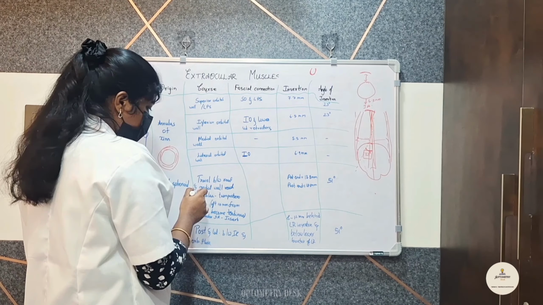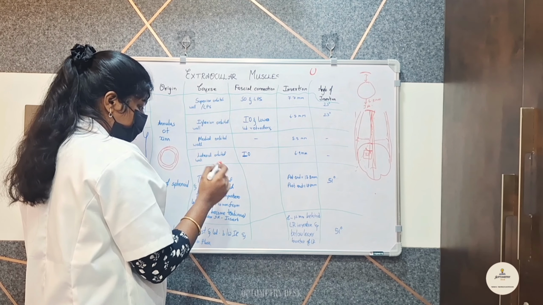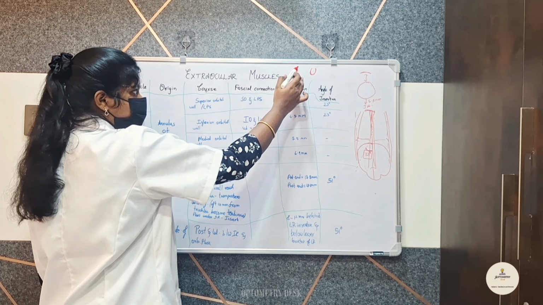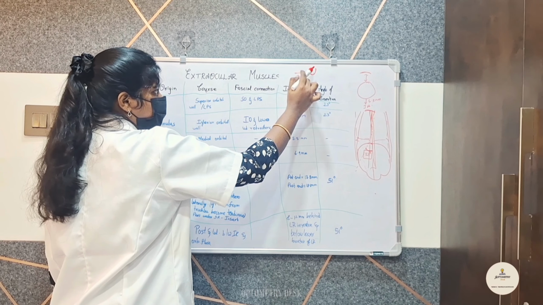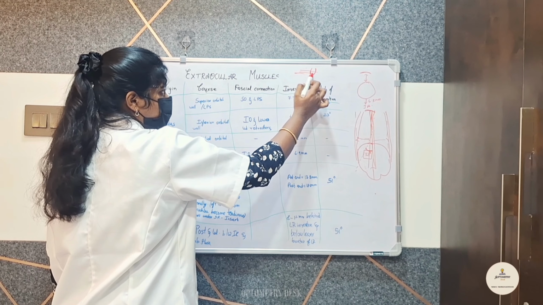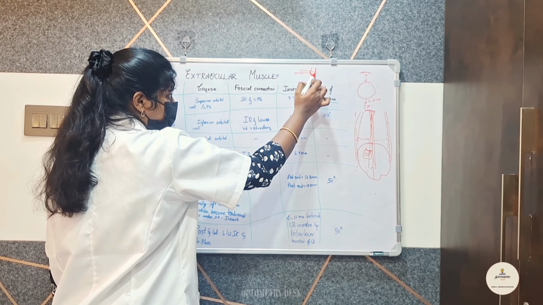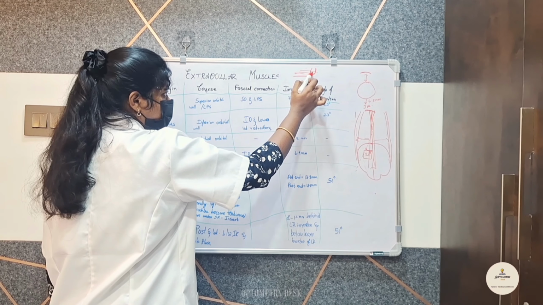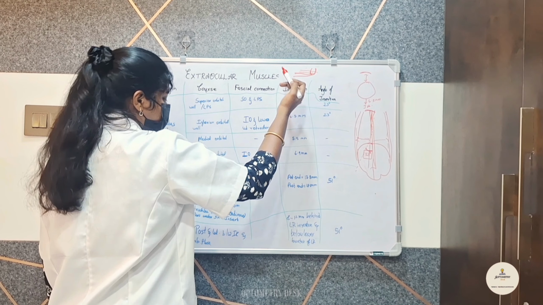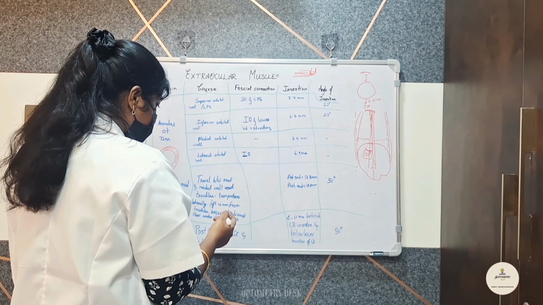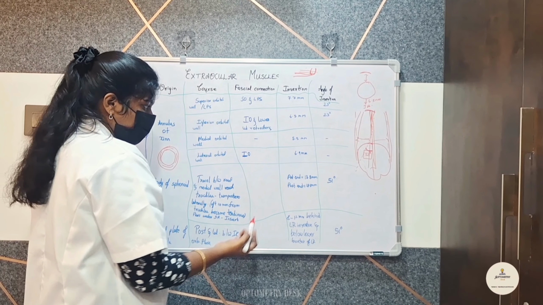So, our superior oblique muscle arising from the body of the sphenoid travels anteriorly. It will reach our trochlea like this, and from here it takes a turn and travels posterolaterally. Okay, it travels posterolaterally and attaches to our sclera.